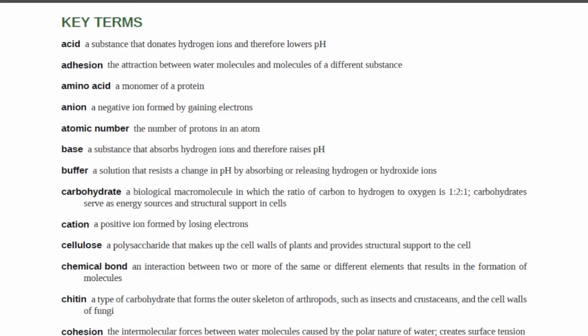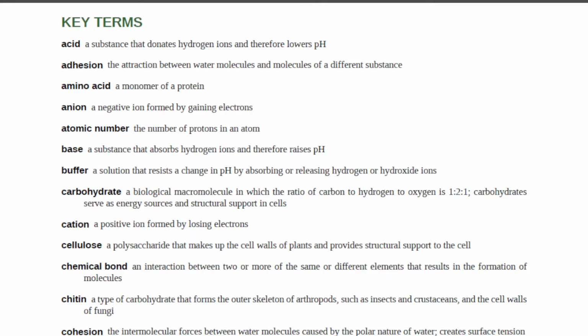Let us review our key terms and summarize Chapter 2. Acid, a substance that donates hydrogen ions and therefore lowers pH. Adhesion, the attraction between water molecules and molecules of a different substance. Amino acid, a monomer of a protein. Anion, a negative ion formed by gaining electrons.